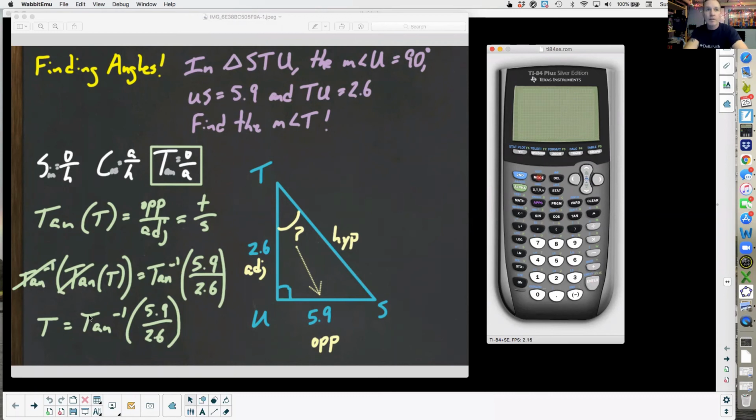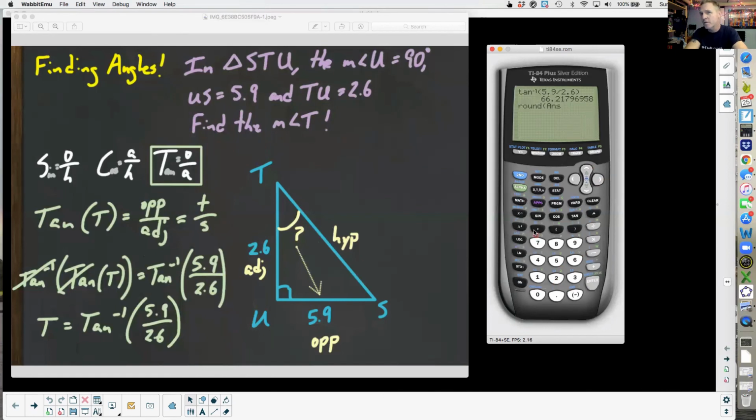Now, what do I want to enter into my calculator? I want to enter in inverse tangent. So in order to do that, I hit the second button and then tangent. See above the tangent, it has tan to the -1, inverse tangent. Inverse tangent, and then in parentheses, 5.9 divided by 2.6. Close my parentheses, hit enter. Measure of angle T, 66.21. I think it wanted it to the nearest tenth, so I'll round that to the nearest tenth.